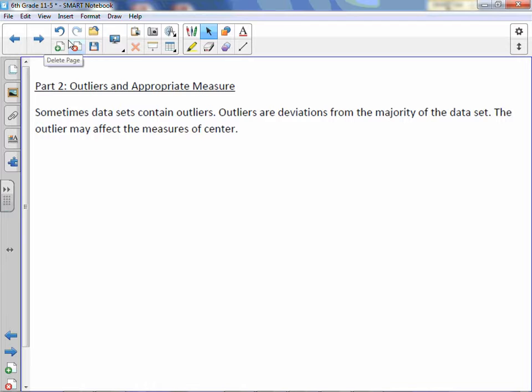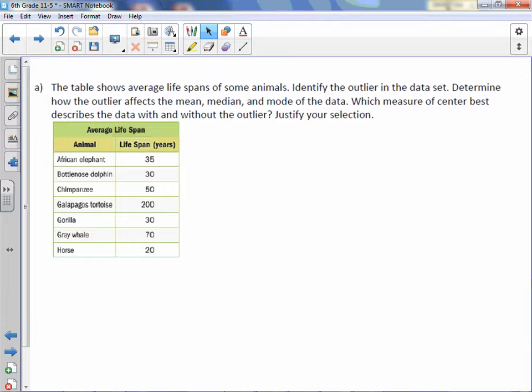Sometimes data sets contain outliers. Outliers are deviations from the majority of the data set. The outlier may affect the measure of center. The table shows average lifespans of some animals. Identify the outlier in the data set. Determine how the outlier affects the mean, median, and mode of the data. Which measure of center best describes the data with and without the outlier?